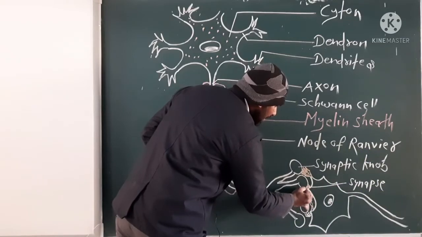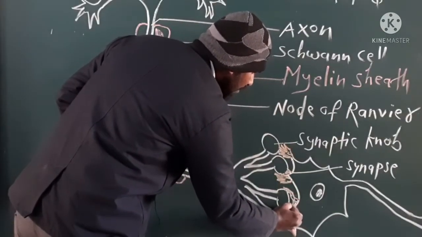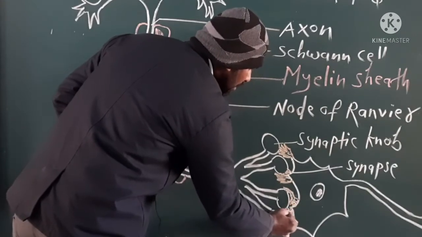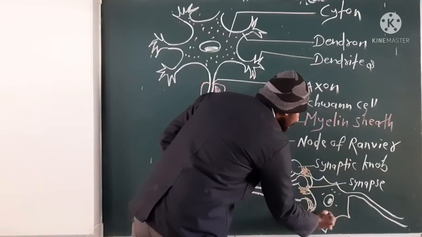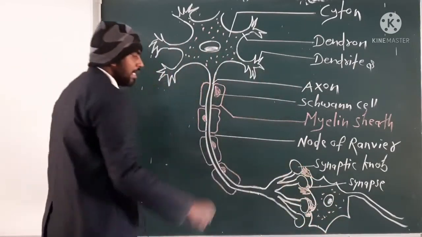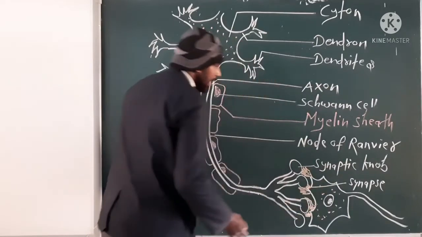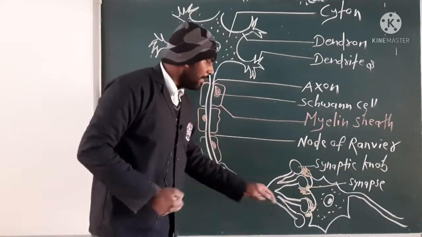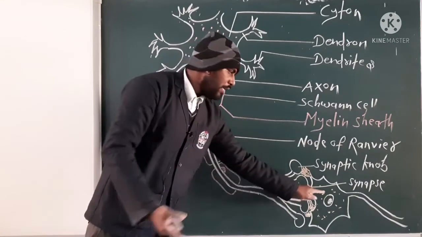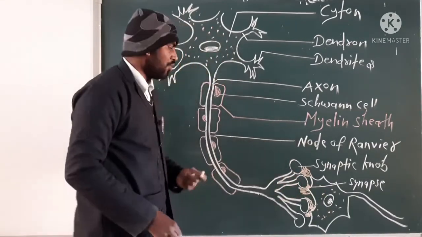See, these are the dendrites of another neuron, beta. These are the dendrites of another neuron. This is Nissl's granules. It is another neuron. So it is taking synapses. This area is called synapsis, the adjoining place of the dendron of one neuron with the axon, that means the synaptic knob, of another neuron. Okay.